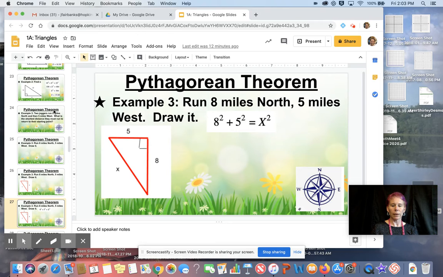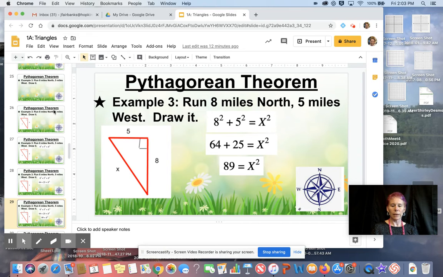We can use our Pythagorean theorem. 8 squared plus 5 squared equals x squared. Square those numbers. X squared is 89, and we can turn to our calculator to get 9.4 miles.